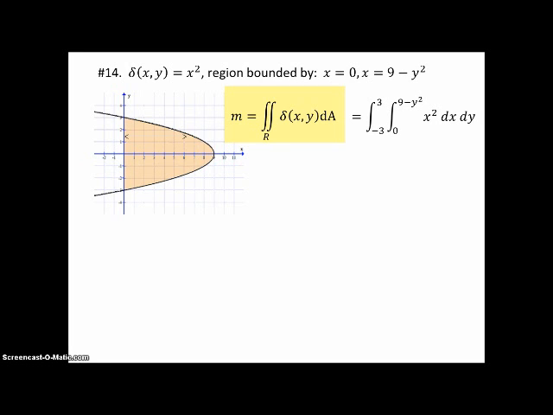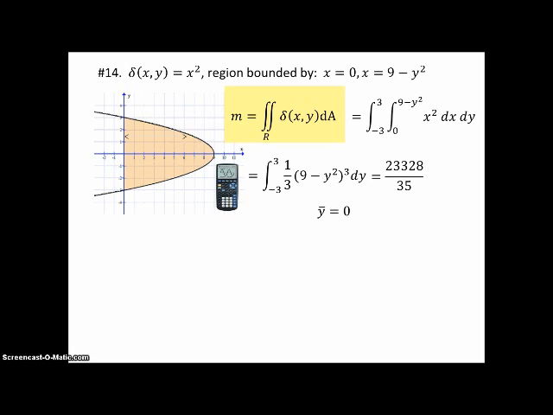And so we have the density, x squared this time instead of just 1. And so the antiderivative of that with respect to x would be 1/3 x cubed. And then we substitute 9 minus y squared in for x. And when we put the 0 in, we just get 0. So now I wimped out, got the calculator out so I didn't have to multiply all that out. And I got this wacky number for the mass.